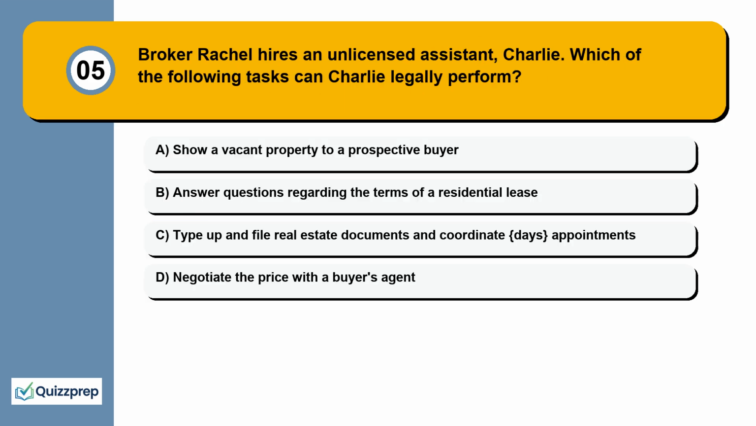Question 5. Broker Rachel hires an unlicensed assistant, Charlie. Which of the following tasks can Charlie legally perform? Show a vacant property to a prospective buyer. Answer questions regarding the terms of a residential lease. Type up and file real estate documents and coordinate appointments. Negotiate the price with a buyer's agent.